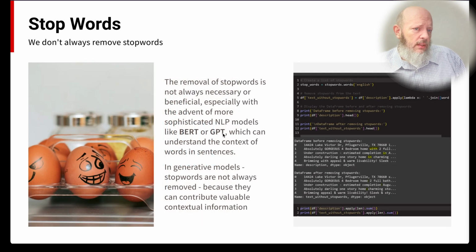So here's me talking a little bit about why it's not always necessary. I have some code I'll share with you. Here's a sentence before stop word removal, and here's what it is after. You can see right here, I think these are real estate listings. Under construction, estimated completion NA. So just remove the word N. Under construction, estimated completion August. Absolute darling one-story home in charming. Absolute darling one-story home charming. So you can still read it.